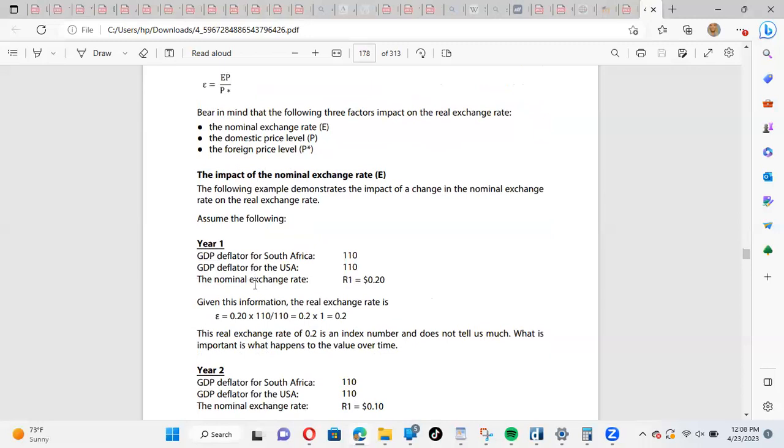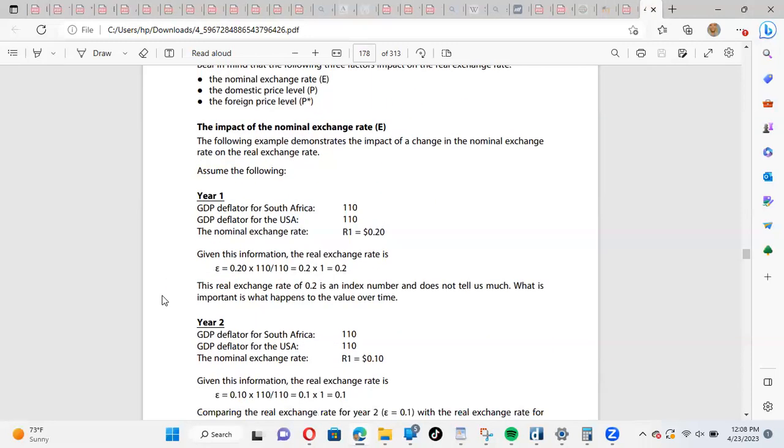So we have, if you look at that there, being used to calculate the nominal exchange rate. All right, let's leave that out. I think I can just mention the impact of the nominal exchange rate on the real exchange rate, right?